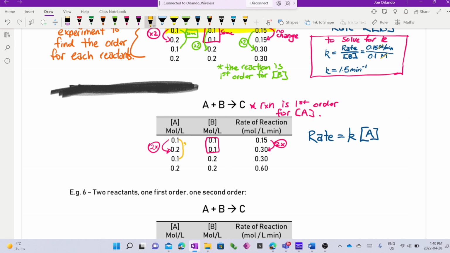So here, these are the same. But what did I do here? I doubled it. And nothing changed? No, it doubled too. Why is there a thick blackout? Because it's a spoiler. It says what the rates are. Okay, why don't we just black it out ourselves on paper? So what can we say here? B is also first order. The reaction is first order for B.